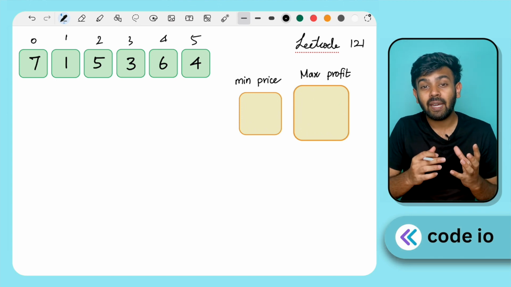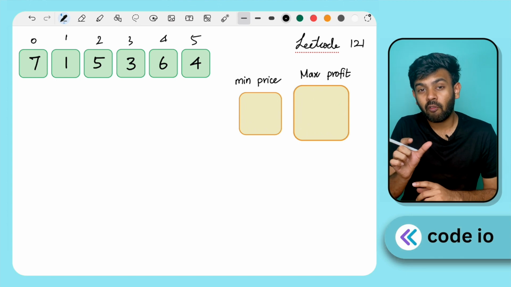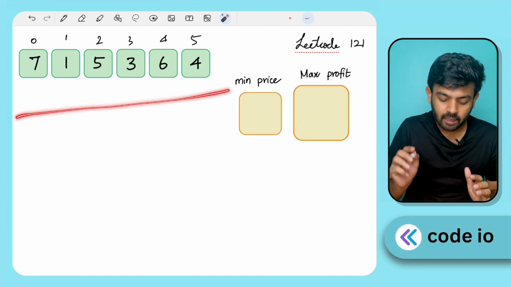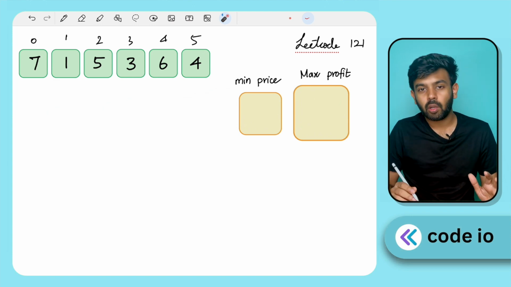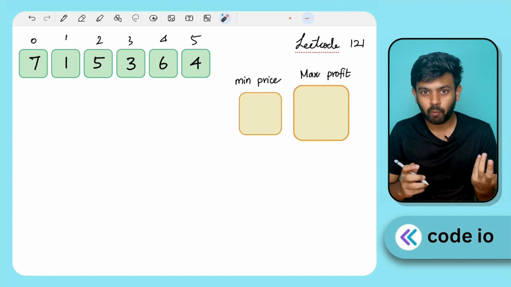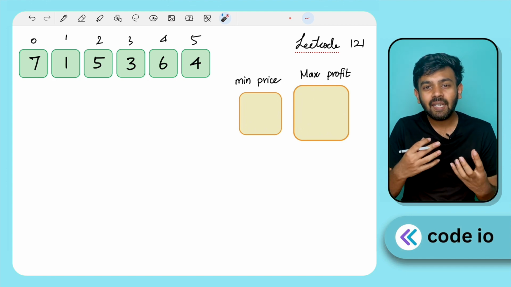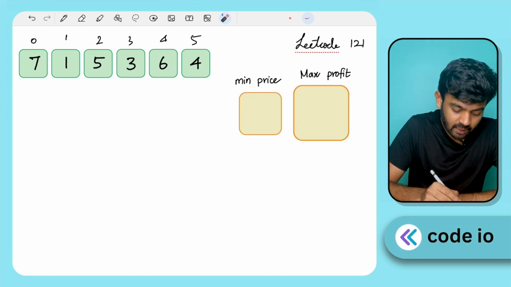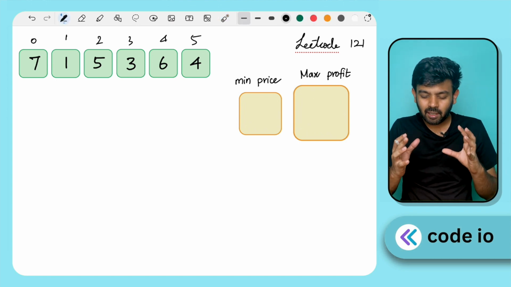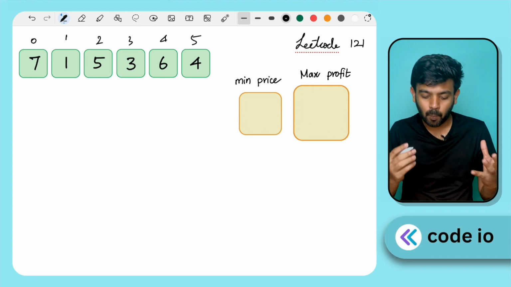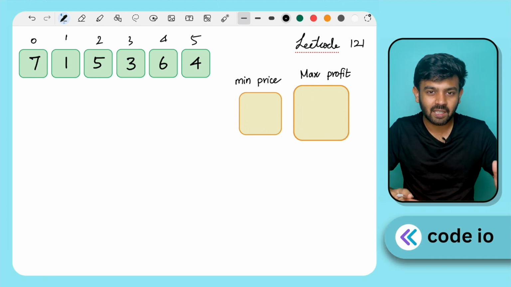You are supposed to find the maximum profit that you could get from buying and selling this particular stock. You're not supposed to find when to buy and when to sell. That is not required. You're just supposed to find the maximum profit that can be attained. I don't even want to go through the sample input. We'll straight away go into the approach itself because it's a fairly easy question.